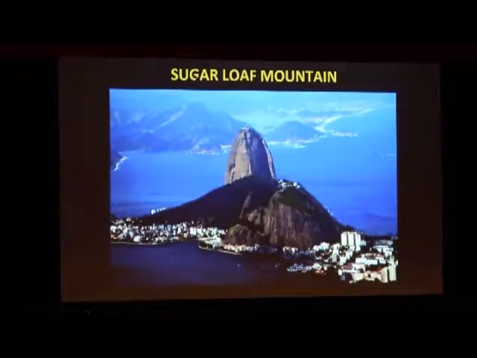Every visit should begin with a trip up Sugarloaf Mountain. It's a huge granite slab at the entrance of Guanabara Bay, and it rises some 1,300 feet above the harbor. The name refers to its resemblance to the shape of the old traditional loaves of concentrated refined sugar that came from the sugar plantations in the area.